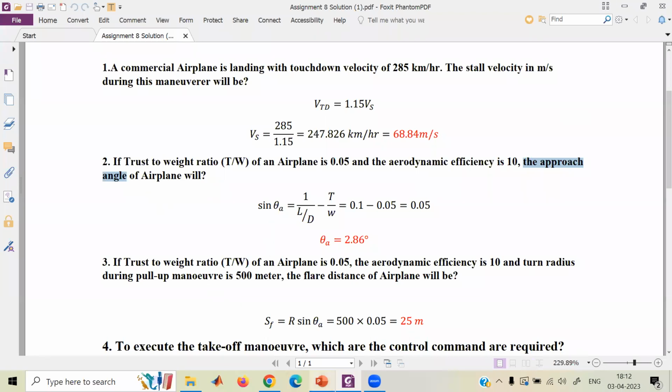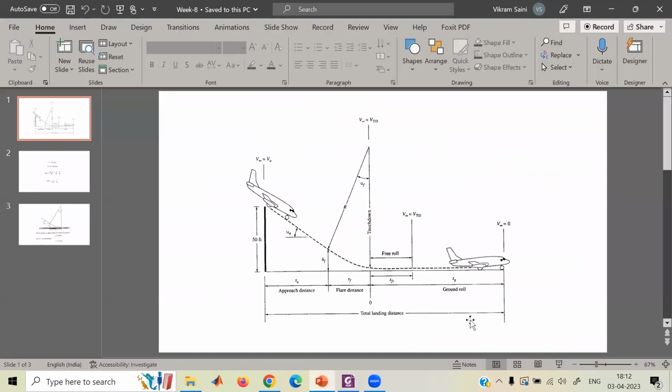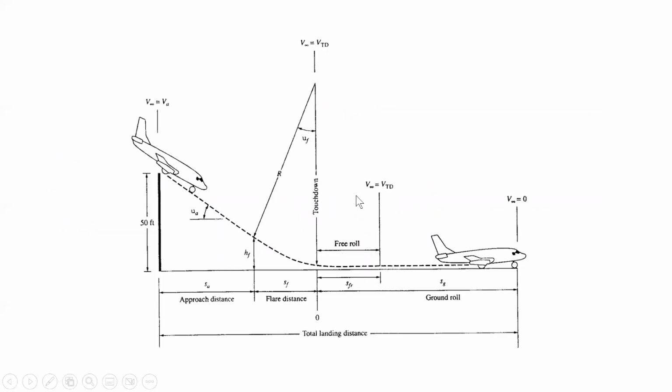So we should get back to the picture. Now tell me, which angle are we talking about here? From the point at 50 feet height to the point where touchdown happens before the free roll, just where the free roll is starting. Absolutely. So this is the angle that we're talking about, right? Yes, sir. So how do we compute this angle? How do we get the expression of this angle? Anything that you are aware of, you can think of right now?